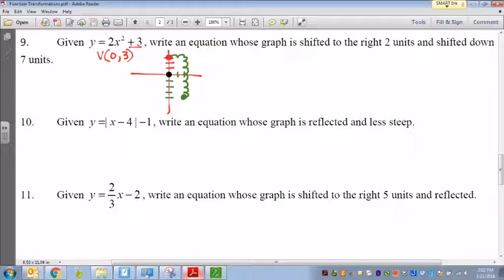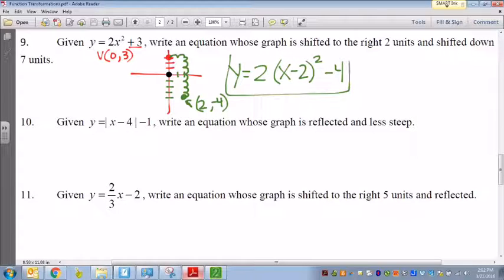Now notice where we got the original vertex from. We got it from the equation, so that means we need to write another equation. The 2 stays in front there. But since the vertex isn't at 0, 3 anymore, it's now at 2, negative 4. If the x part is positive 2, with x I actually do the opposite and write minus 2, so x minus 2. And then the y part is negative 4, so we just write negative 4 on the end. So this would be my function for a parabola that's shifted to the right 2 units and shifted down 7 units. Okay, so that's how we do number 9.